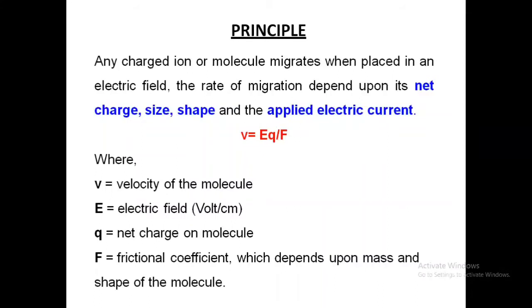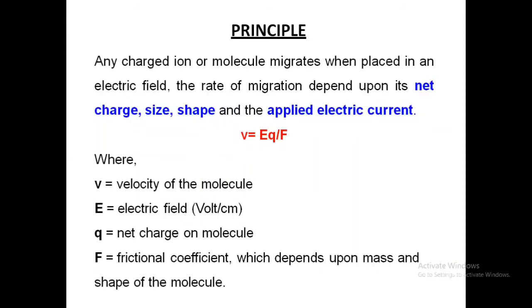So the migration rate of your charged particles completely depends upon the net charge of your particle, size of your molecule, shape of your molecule, and at the same time how much electrical field you are applying in between the electrodes. Keeping these parameters in mind, I framed one equation, which is V equals EQ divided by F. Here V means velocity.